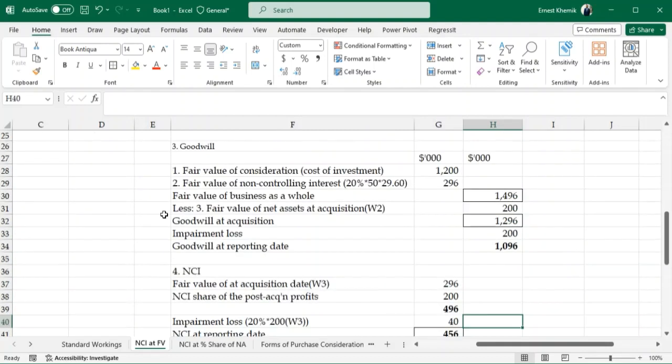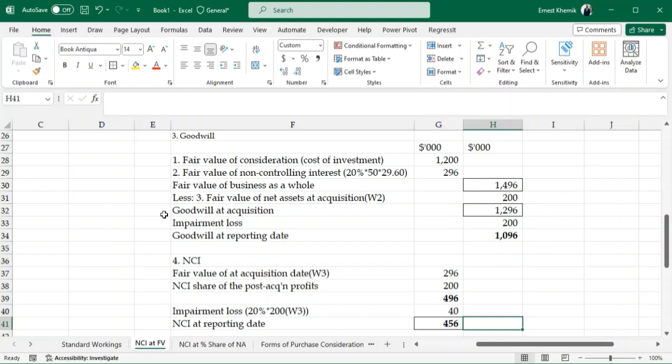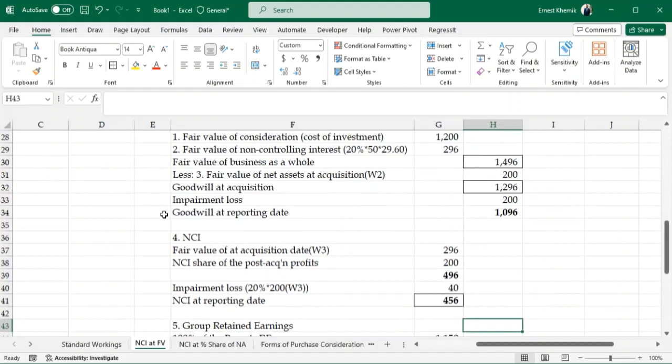So any impairment of the goodwill is going to affect the NCI, because a portion of the goodwill is contained in this particular NCI figure, the 496 that we are having here. A portion of this goodwill figure is contained in this one. That's why we are calling it its full value. At its full value, that includes its goodwill portion. So if the goodwill is impaired, that means the non-controlling interest is also impaired.